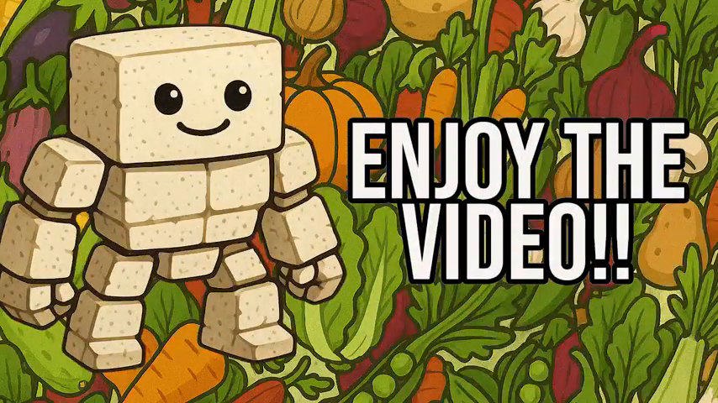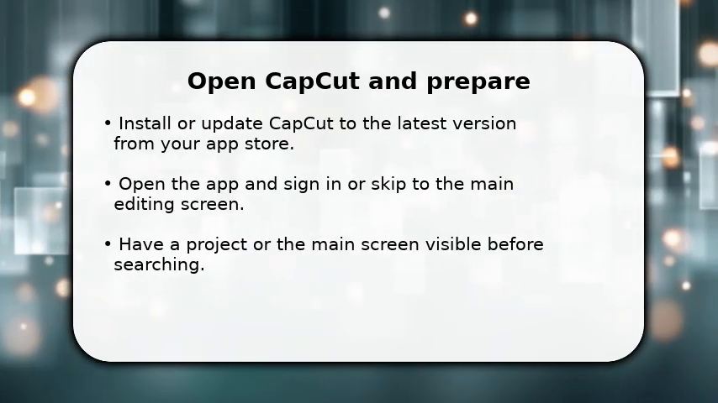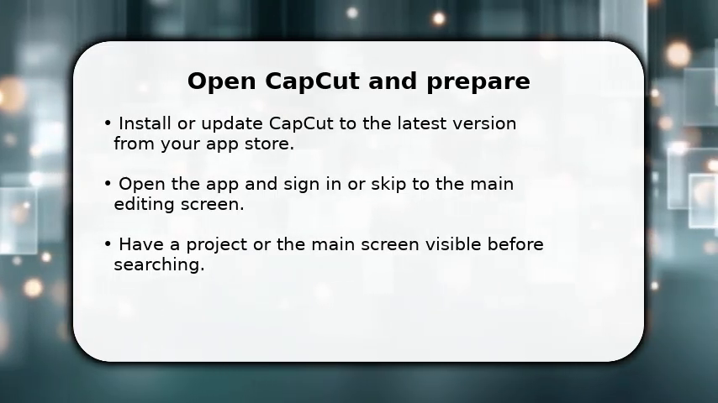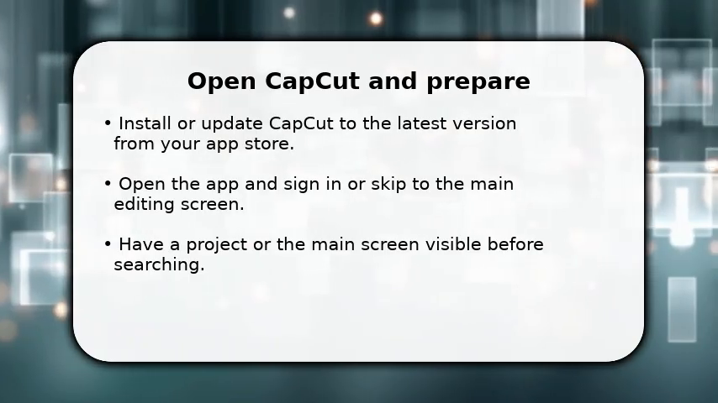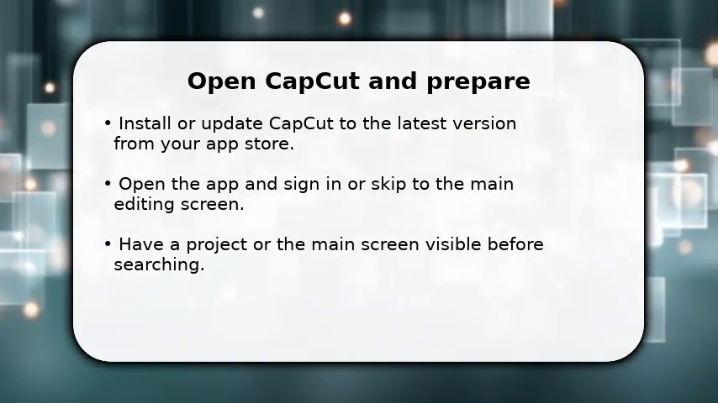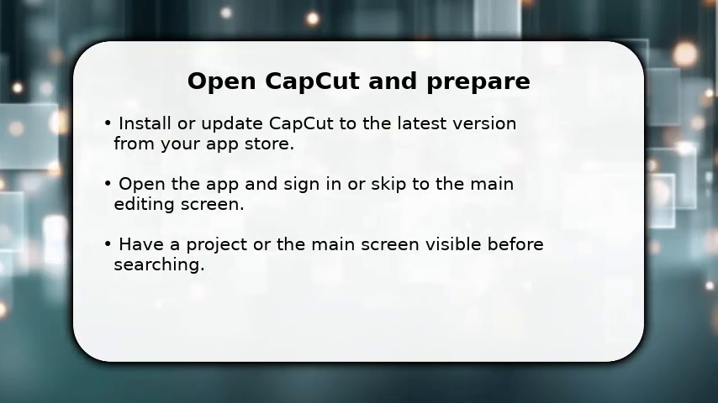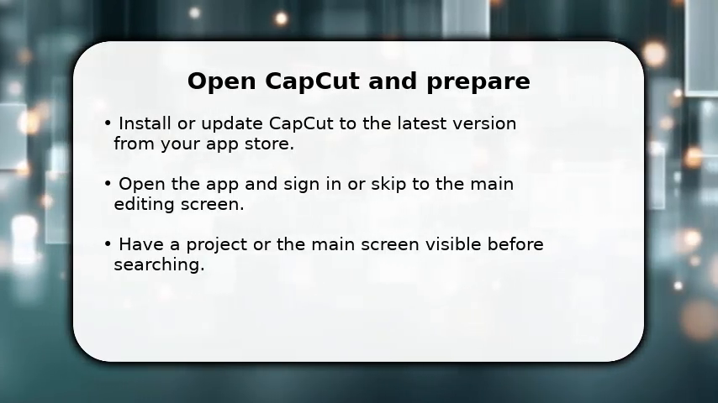Please enjoy the video. You're starting in CapCut with the app open. Make sure you've updated the app so the search feature appears. First, tap the Home or Edit icon to see toolbar options. Once the main screen is visible, look at the top bar and menu tabs. These reveal the search area.